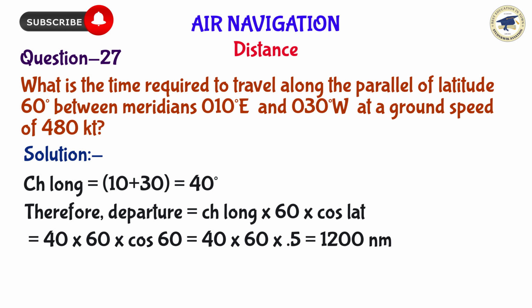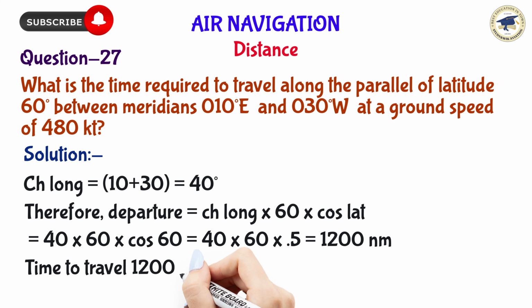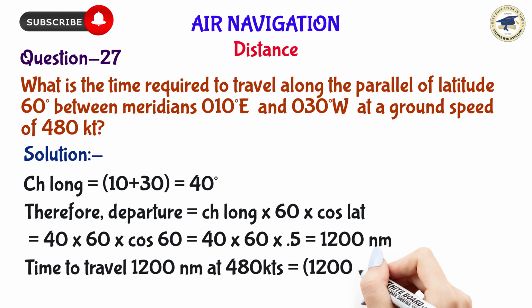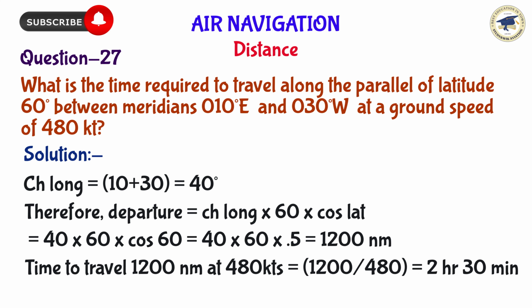Finally, we calculate the time needed to fly this distance at 480 knots. Time equals distance divided by ground speed, which is 1200 divided by 480, giving 2.5 hours. That is 2 hours and 30 minutes.